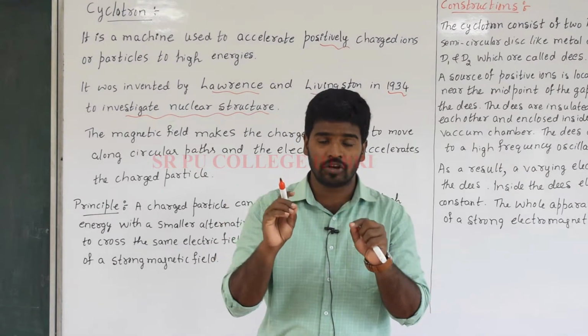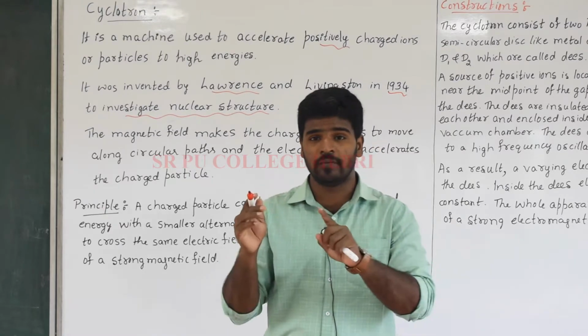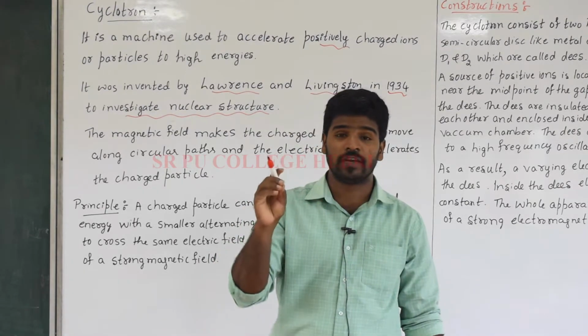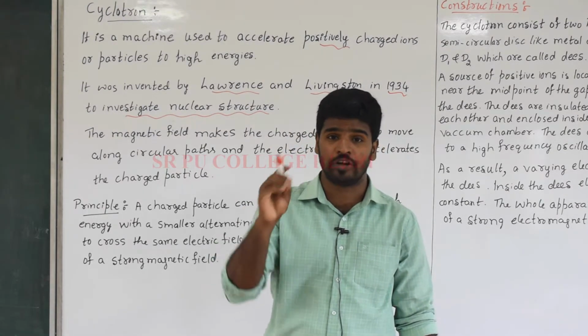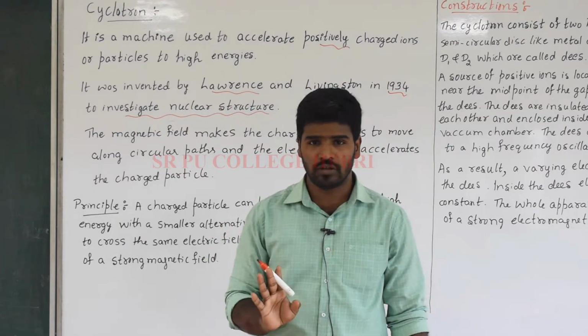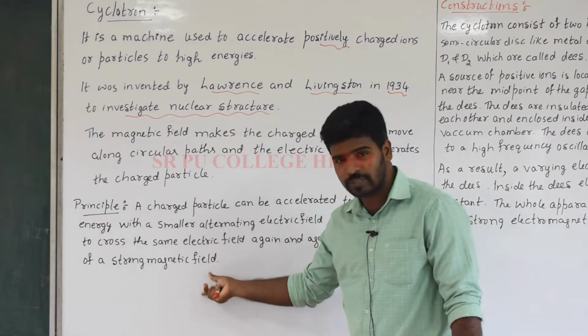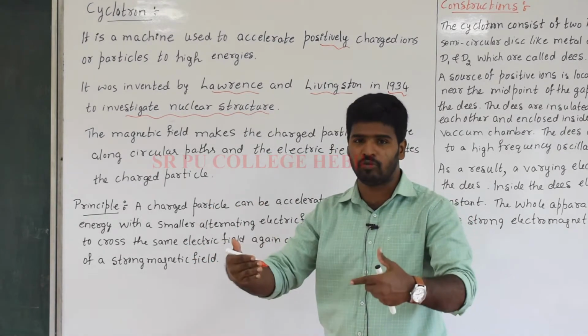Therefore in a cyclotron the charged particle works based on the electric field and magnetic field, and that electric field and magnetic field are crossed or perpendicular to each other. That is considered as the principle of cyclotron. Is it clear? This can also be written in the principle, and I will show how to write the principles at the end.